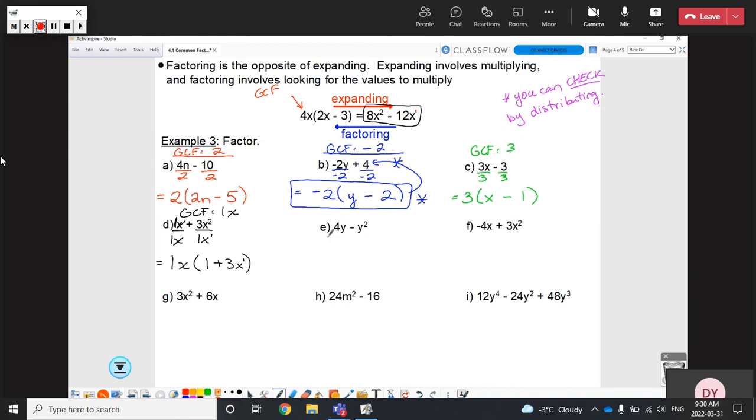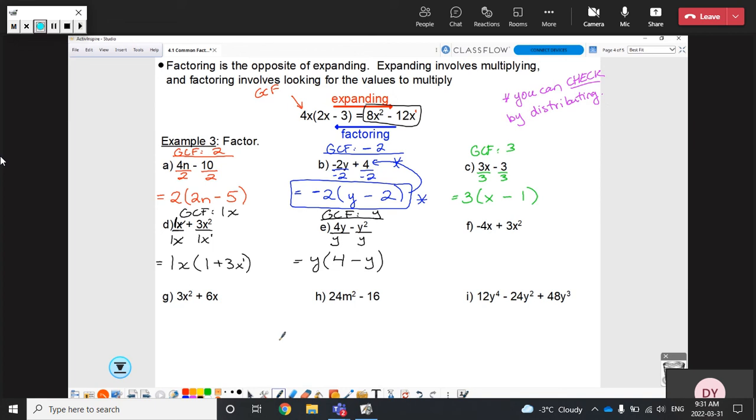Okay, how about this one? What's our greatest common factor? The first term is positive, so we're in good hands here. What's our greatest common factor? I think it's just 1y, or you could even just write y. So we're going to divide this by y, we're going to divide that by y. We keep the y out front, and we should get 4 minus y. Good?